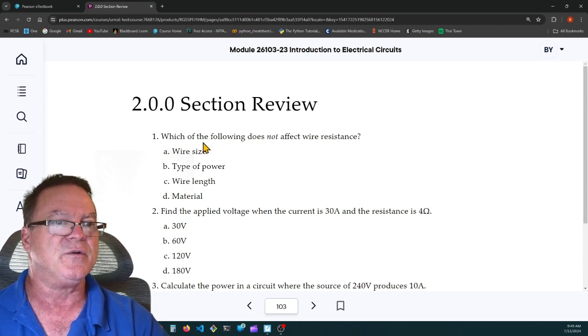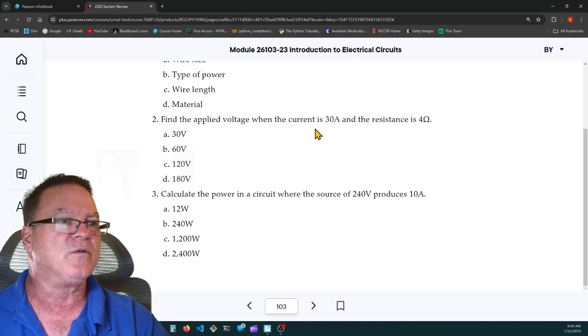2.0.0, section review. Which of the following does not affect wire resistance? Well, the wire size does, the wire length does, and the material does. So B, the type of power. Find the applied voltage when the current is 30 amps and the resistance is 4 ohms. Okay, so E equals I times R, so 30 amps times 4 ohms equals 120 volts.